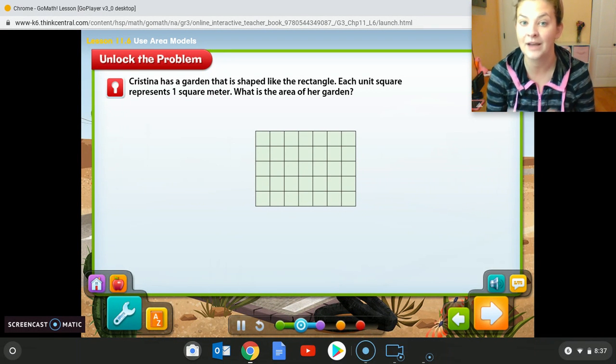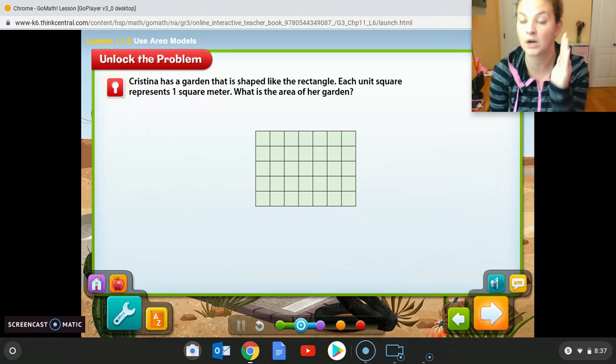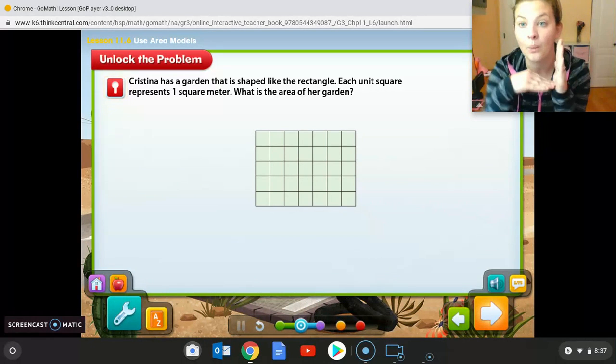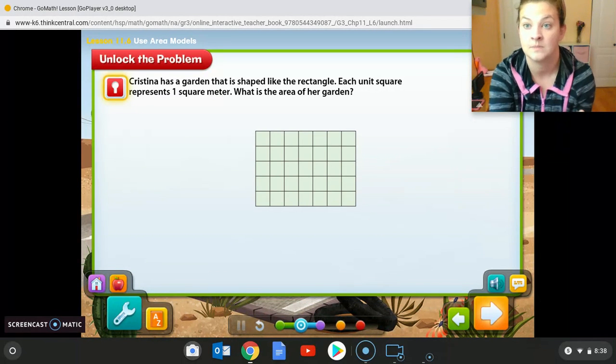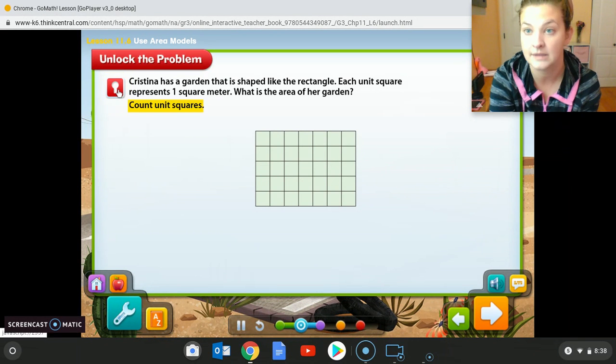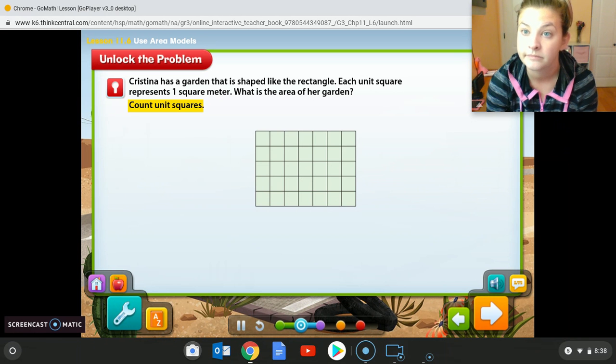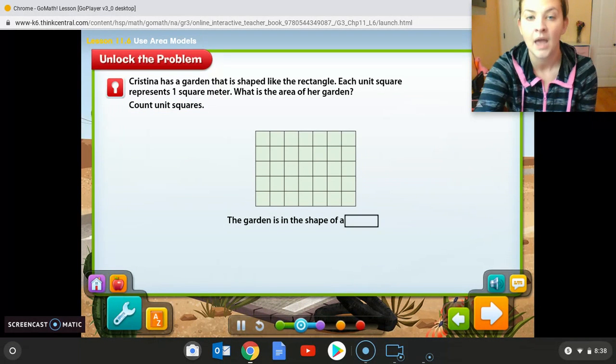Okay, so that means that each of these squares is 1 square meter tall, or the length, and 1 square meter wide, also known as the width. Okay, do we see the squares that we're talking about? They want to know what the area of the garden is. So our method in the past has just been to count the squares. Okay, we could do that, right?